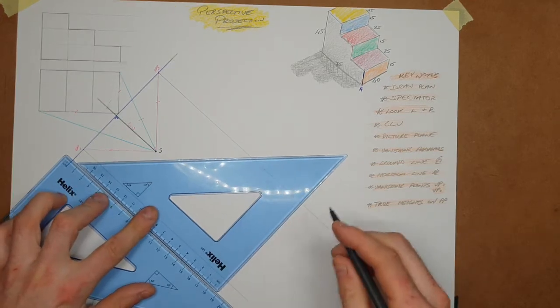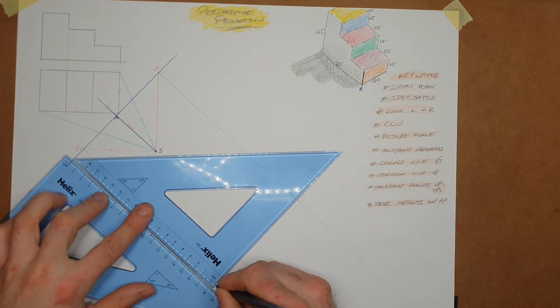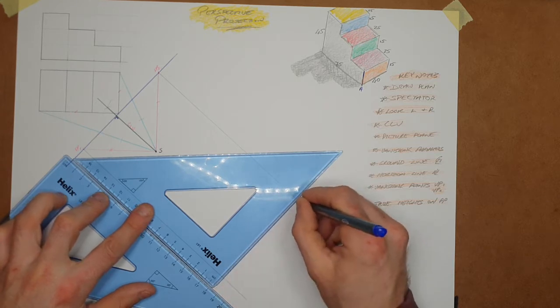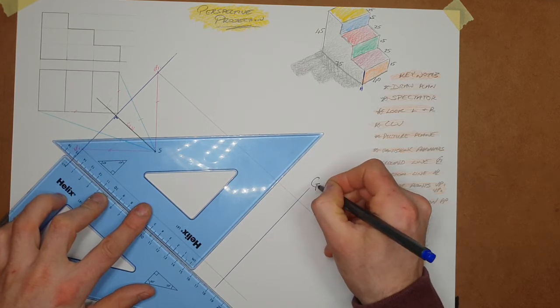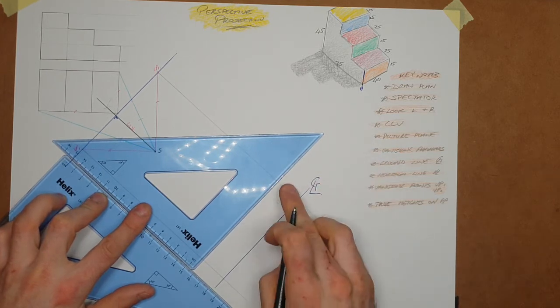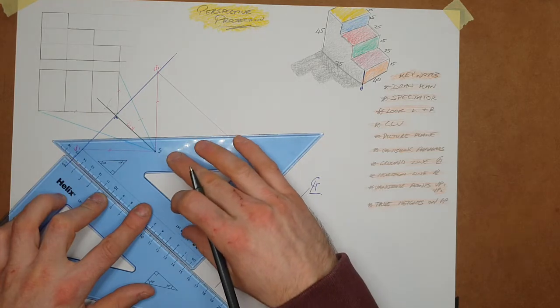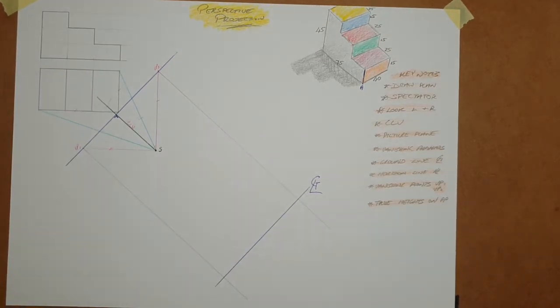And I'm going to draw in that guy there, which is my GL, ground line. I usually don't note it that big, but I will now so that it comes out clearly in the video.